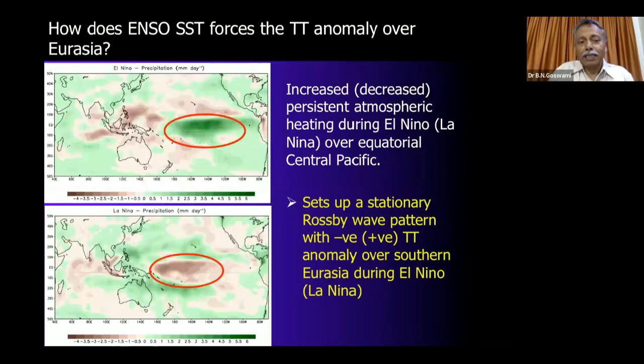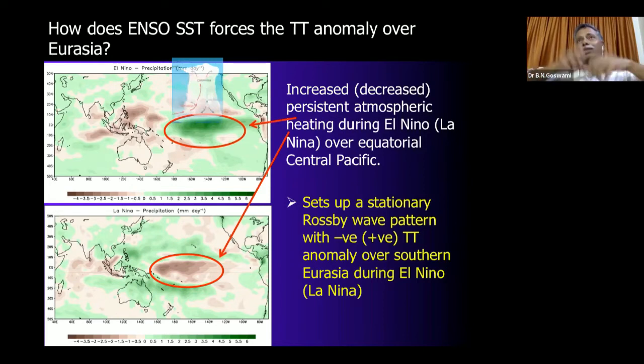They do it essentially because during El Nino time there is enhanced precipitation. This is a composite of precipitation anomaly during El Nino years and La Nina years. This is enhanced precipitation, and this is decreased precipitation. So in El Nino, yes, there is enhanced precipitation in the Central Pacific. The Central Pacific will produce a lot of convection in that region. That convection keeps on perturbing the atmosphere and produces an atmospheric wave response.